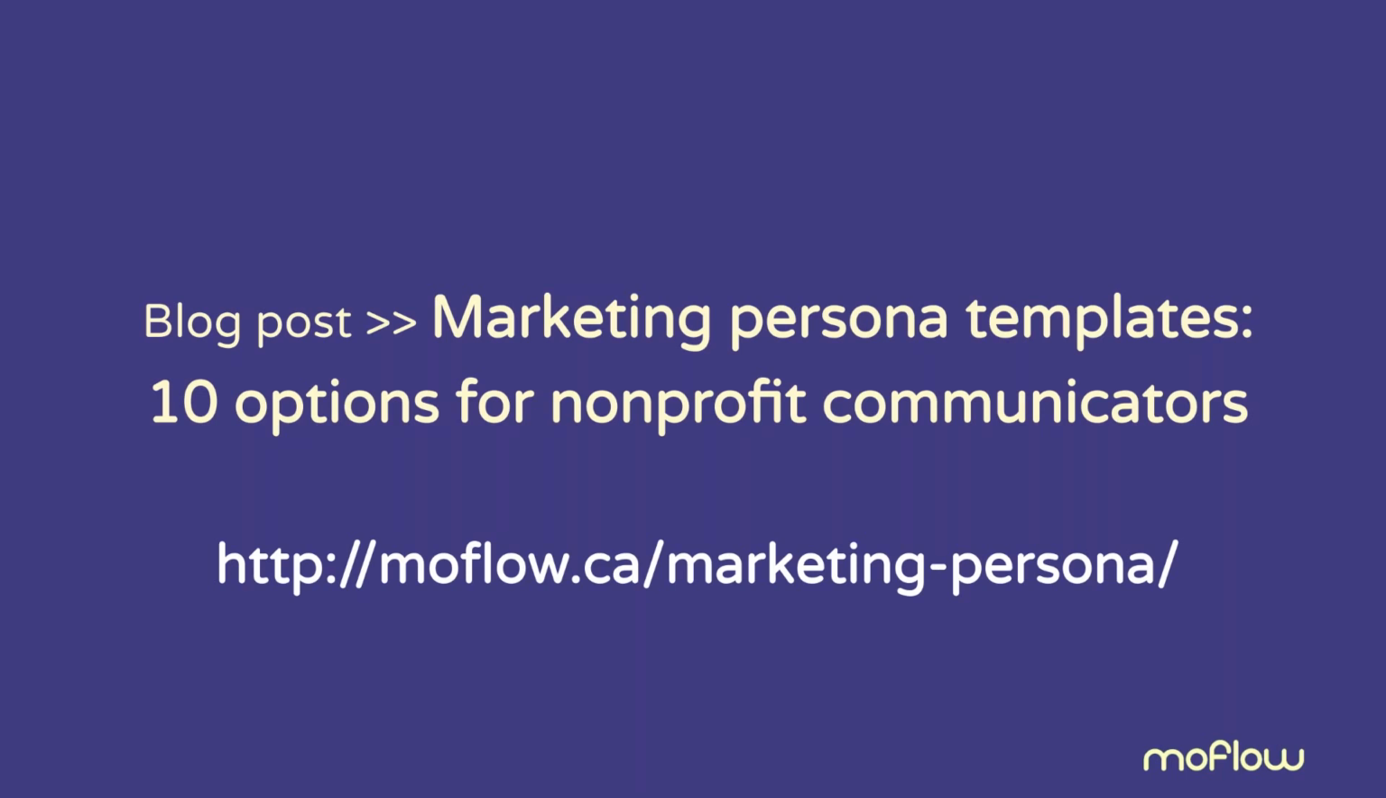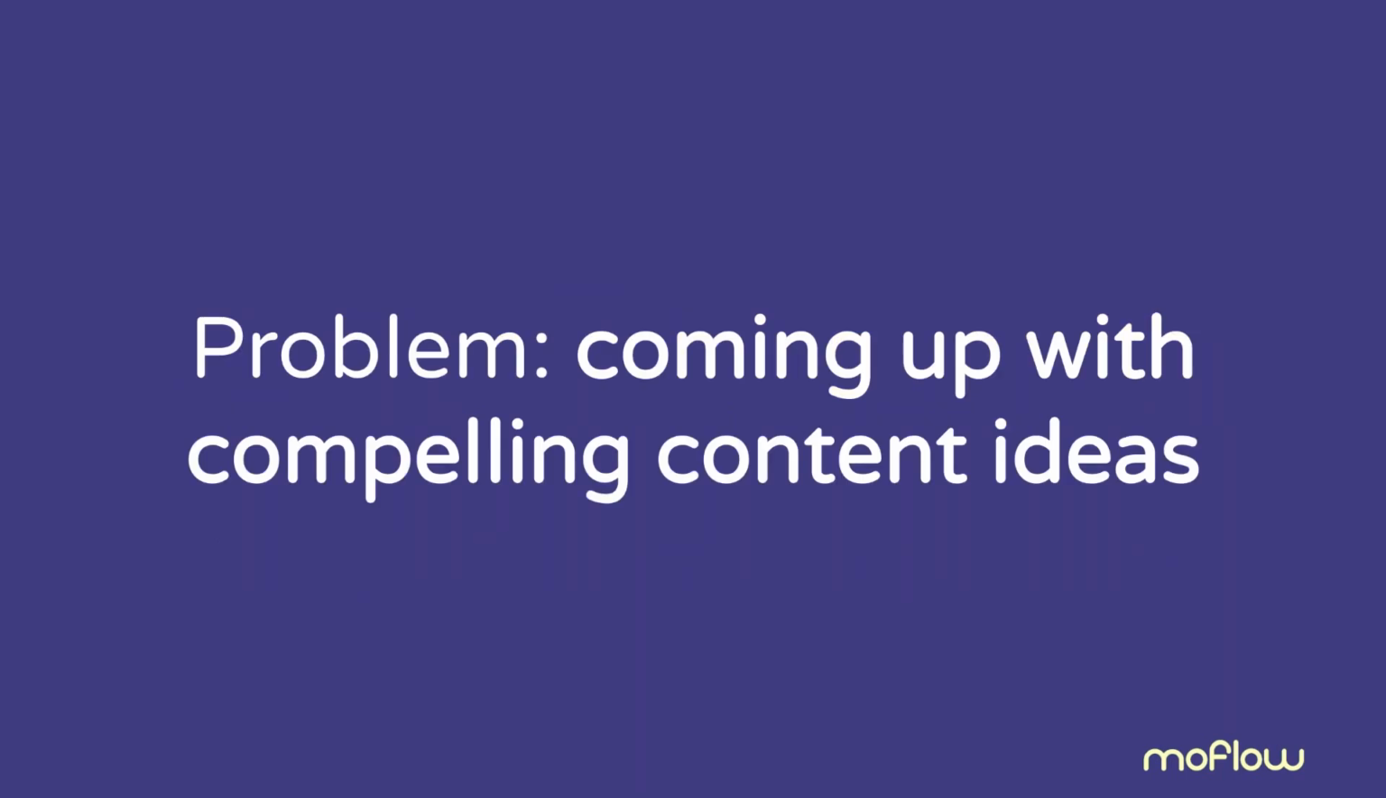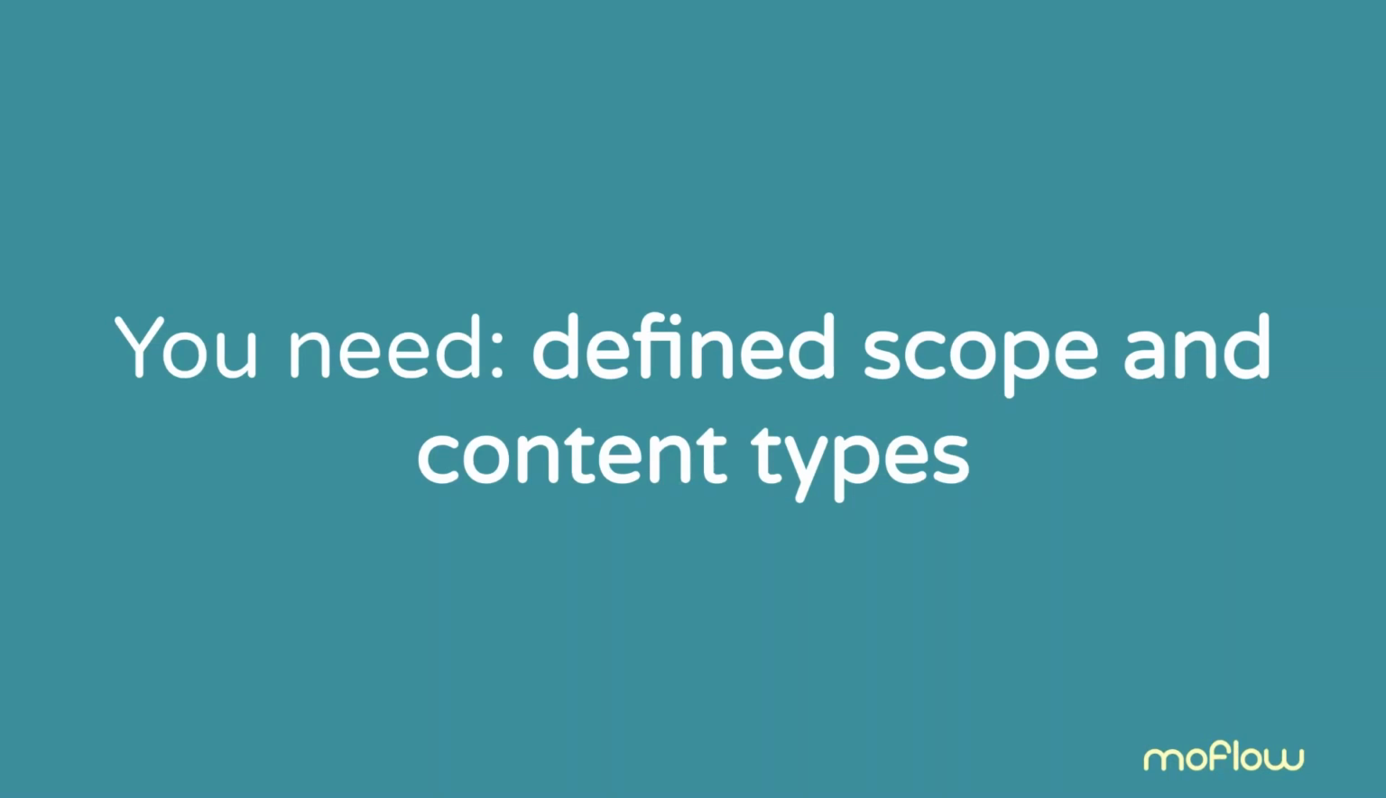All right, let's look at another problem that nonprofit communicators are facing when it comes to blogging. And we saw in the poll that this is a big problem for people on this webinar, coming up with compelling content ideas. If this is a problem for you, you need to define your blog's subject area scope and the specific content types that you'll feature.